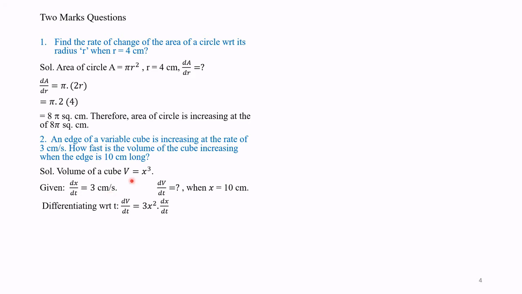Differentiating the equation V equals x cubed, we get dv by dt equals 3x squared into dx by dt. Therefore, dv by dt is equal to 3 into x, which is 10 centimeters, squared, into dx by dt, which is given as 3 centimeters. Simplifying, we get 900 cubic centimeters per second.